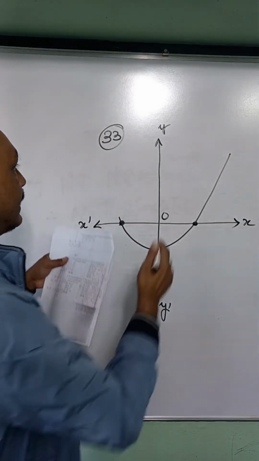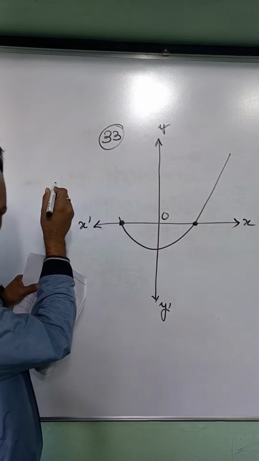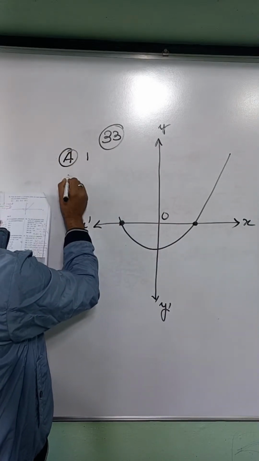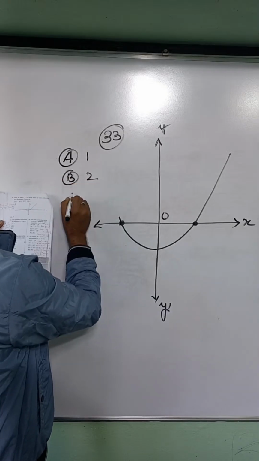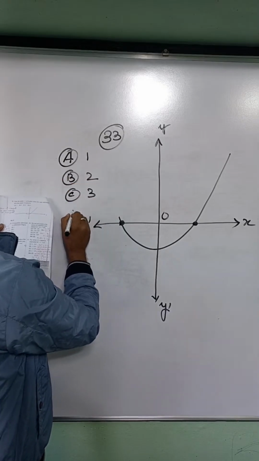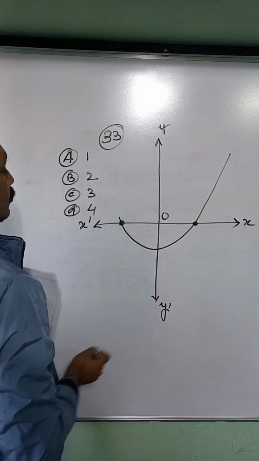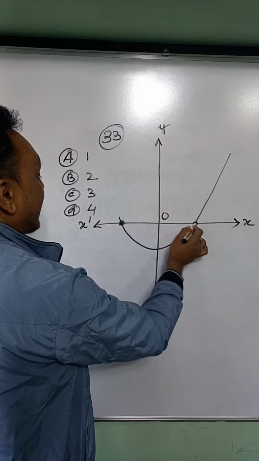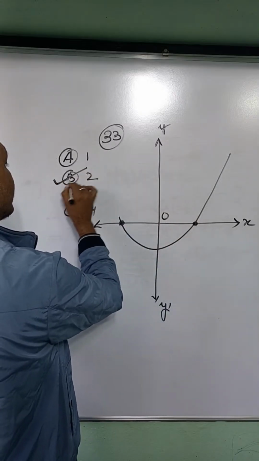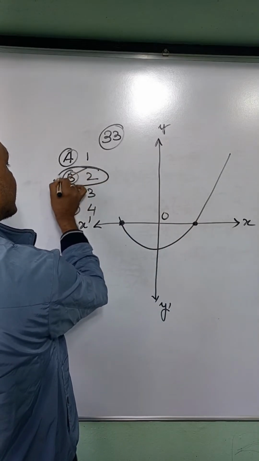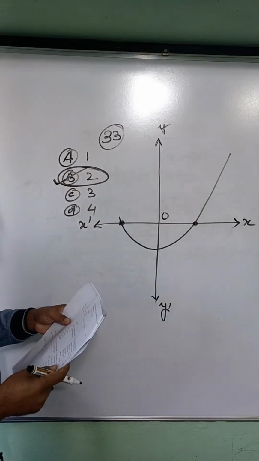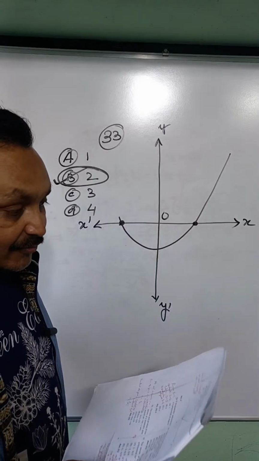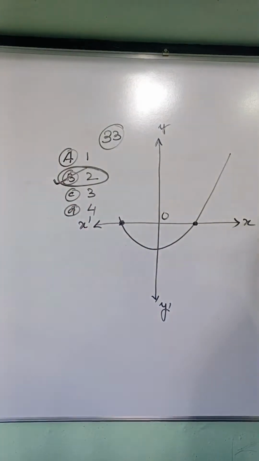So the options are given. What are the options? Option A is 1, B is 2, C is 3, D is 4. So which will be the correct answer? Exactly, this graph intersects the x-axis at 2 points. So 2 is the correct answer, that is option B. Is it interesting? Yes, it's very interesting, and if you understand, it's very easy for you.